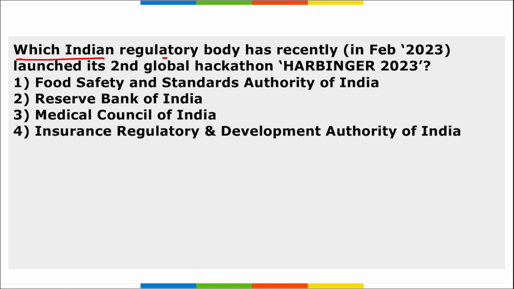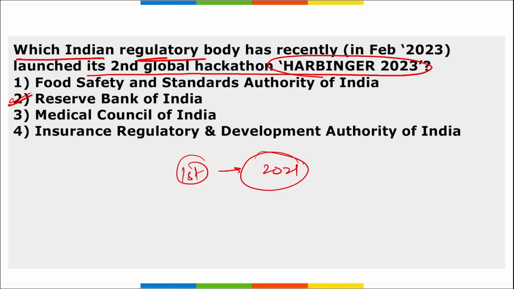Next, which Indian regulatory body has recently launched its second global hackathon, Harbinger 2023? So remember, this Harbinger was launched by RBI. It is a kind of hackathon only, where a problem statement is given to various teams that will be developing innovative solutions for the same. So the theme for this Harbinger is innovation for transformation. All right. Also inclusive digital services. And the first edition of this hackathon was in November 2021, and this is the second edition of this Harbinger.